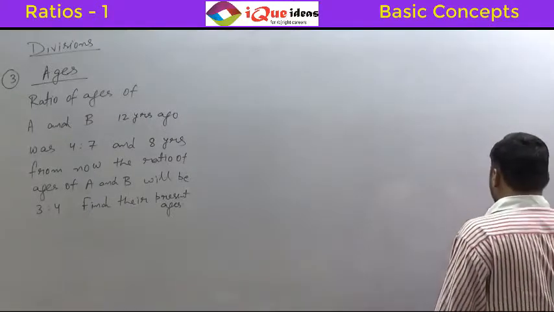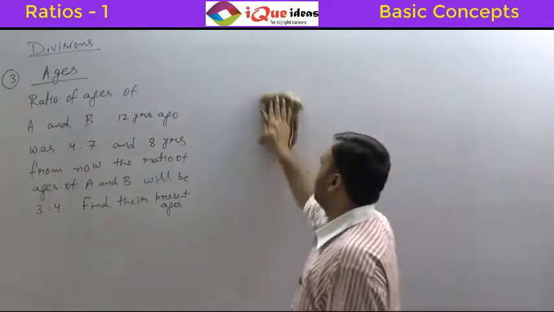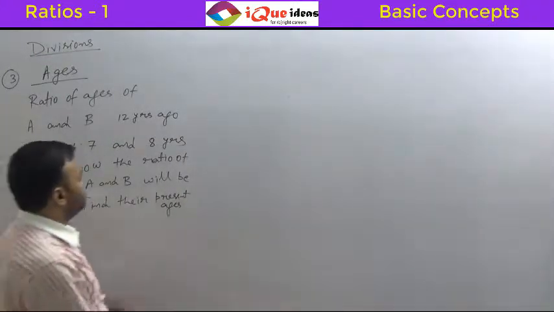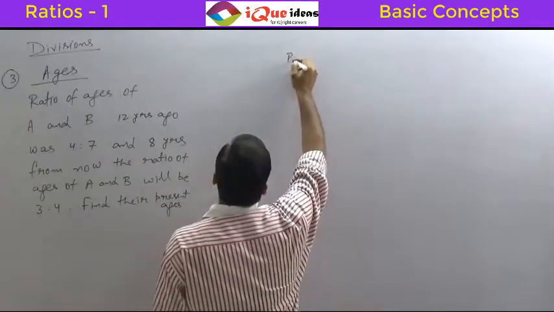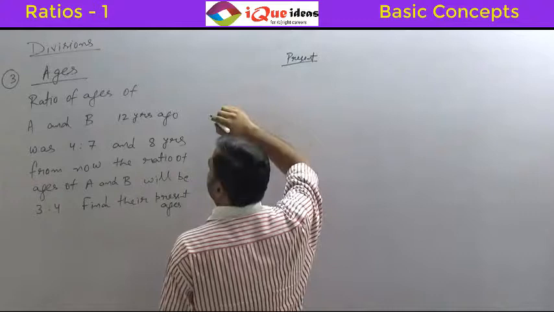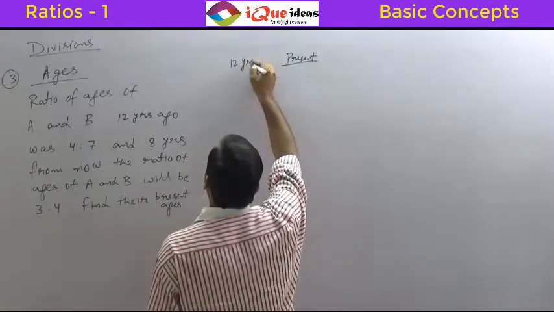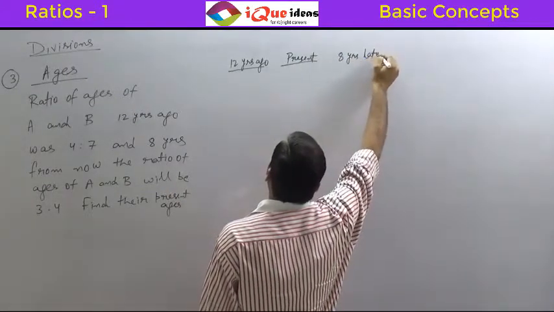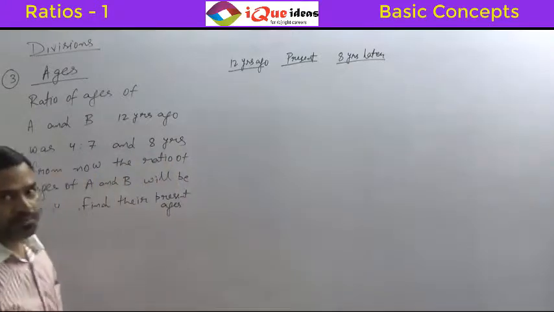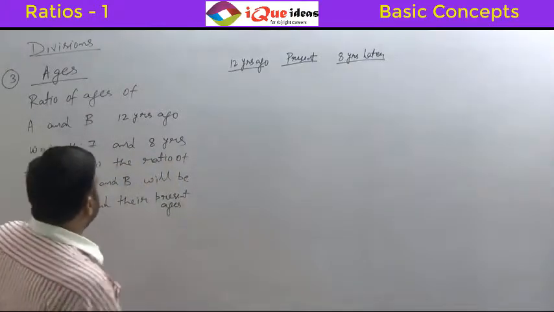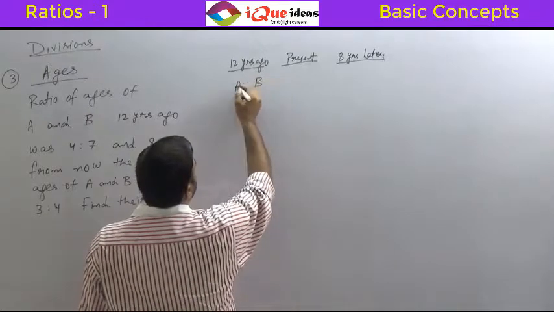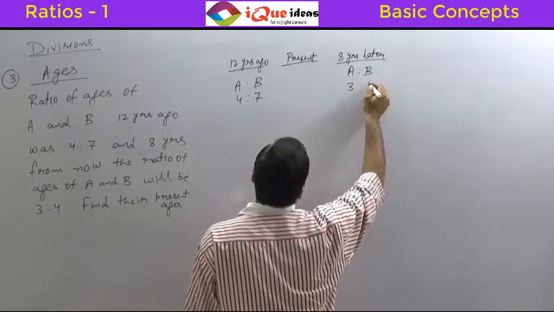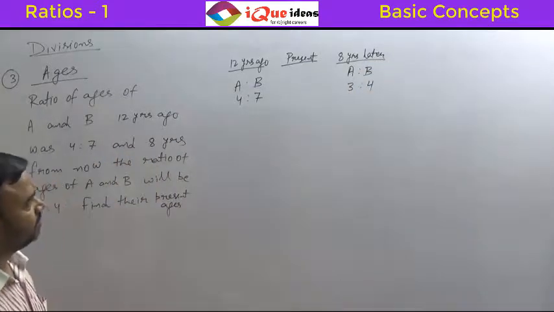Alright, so here again we'll have many methods as we did for mixture question. It's more or less same as that question. Okay, we'll just take situations like this. I'll say present, this is what we have to find. Then we have 12 years ago. Then we have 8 years later. Okay, so this is the situation given. Now 12 years ago, the ratio of ages of A and B was 4:7, and 8 years later, the ratio of ages of A and B is given 3:4. We can start from any situation.